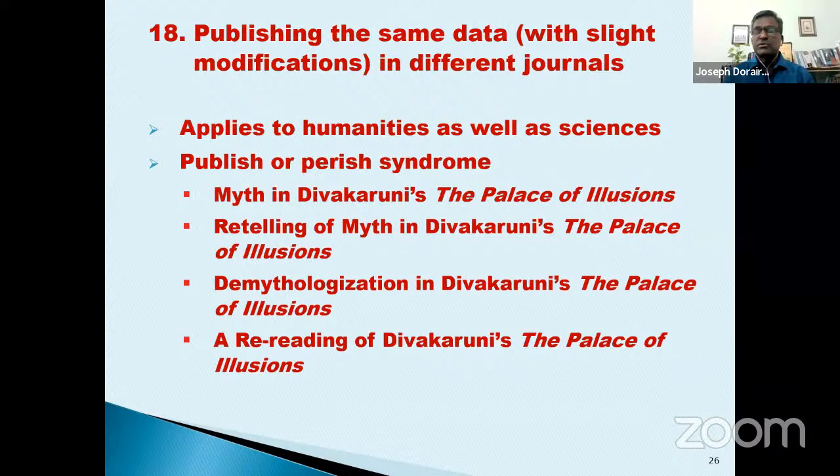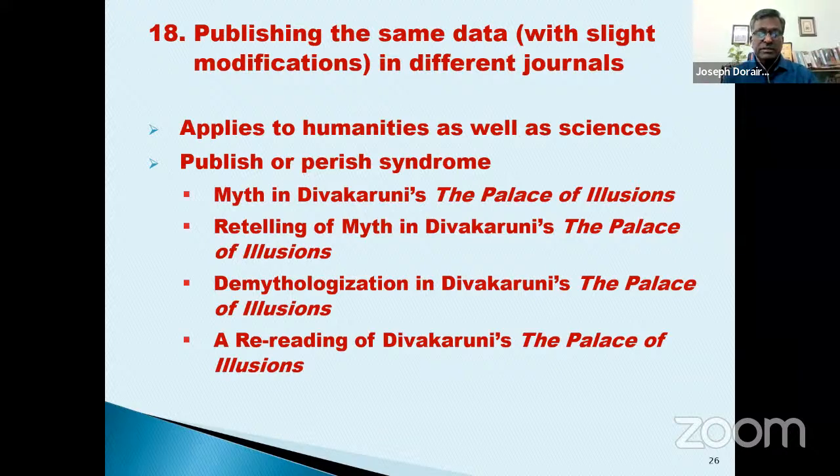I have given an example, of course, taken from literature. Now, a student has done research on Chitra Banerjee Divakaruni. She is an Indian, a Bengali writer living in the US, an expatriate writer. She has written a brilliant novel interpreting the epic of Mahabharata from a feminist point of view, called The Palace of Illusions. The original article is Myth in Divakaruni's The Palace of Illusions. Now, a second article, almost with the same material, is published under the title Retelling of Myth in Divakaruni's The Palace of Illusions.